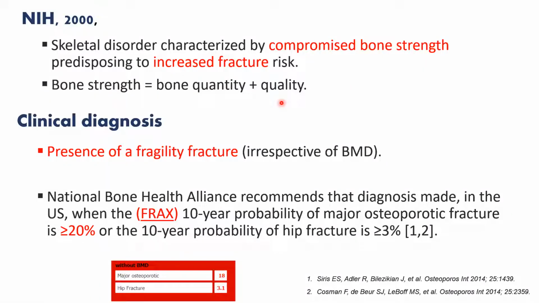A fragility fracture is a fracture which can happen from a fall from standing height or less, without major trauma. It is not like a motor car accident fracture. The National Bone Health Alliance recommends that diagnosis could be made in the USA using the FRAX scoring system. If the 10-year probability of major osteoporotic fracture is equal to or more than 20%, or the 10-year probability of hip fracture is equal to or more than 3%, you could diagnose this patient with osteoporosis, even if you don't have the BMD of this patient.